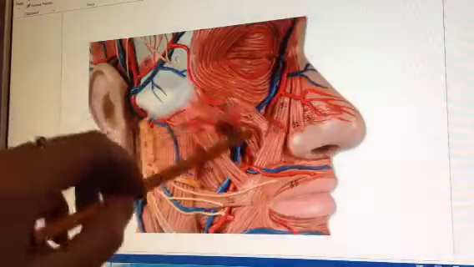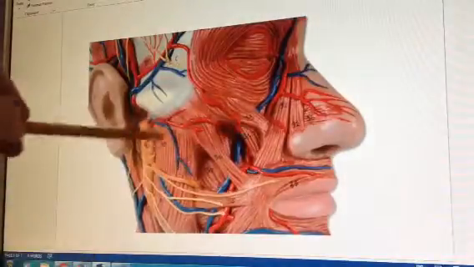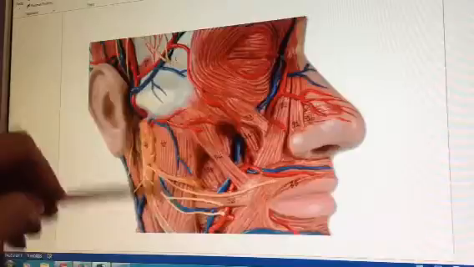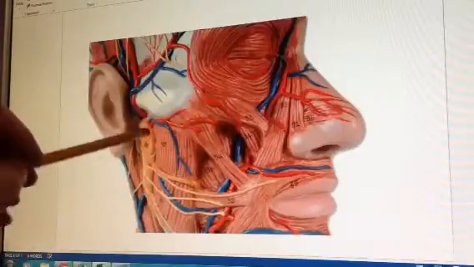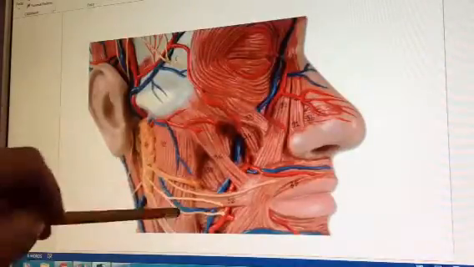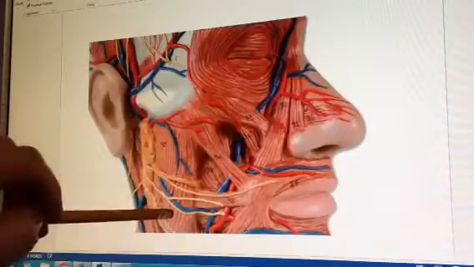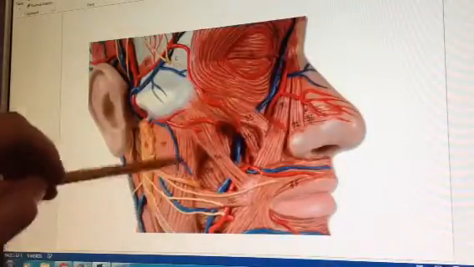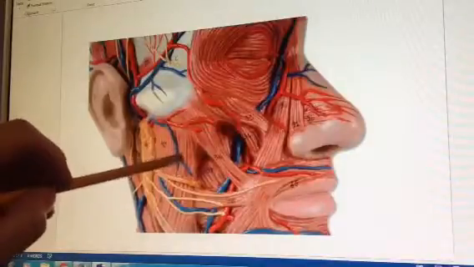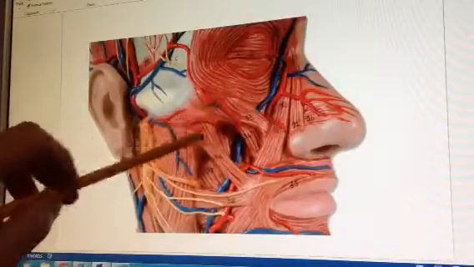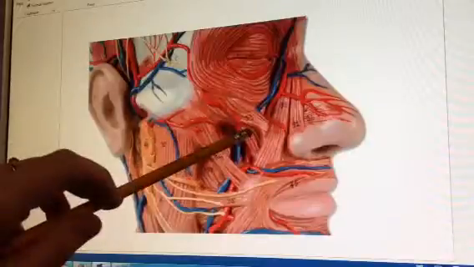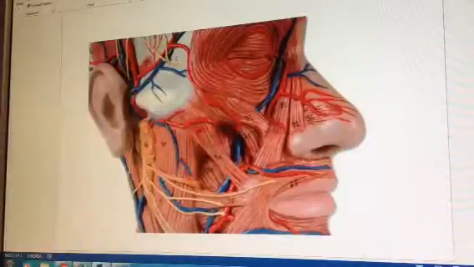So the zygomaticus muscles. Then we have the masseter, which is a wide, thicker muscle right in front of the ear. It allows us to chew or close the jaw. So that is the masseter muscle, and you can feel that. If you clench your teeth together, you can feel that bulge out right in front of your ear. And the zygomaticus muscle is for smiling. It allows you to smile.